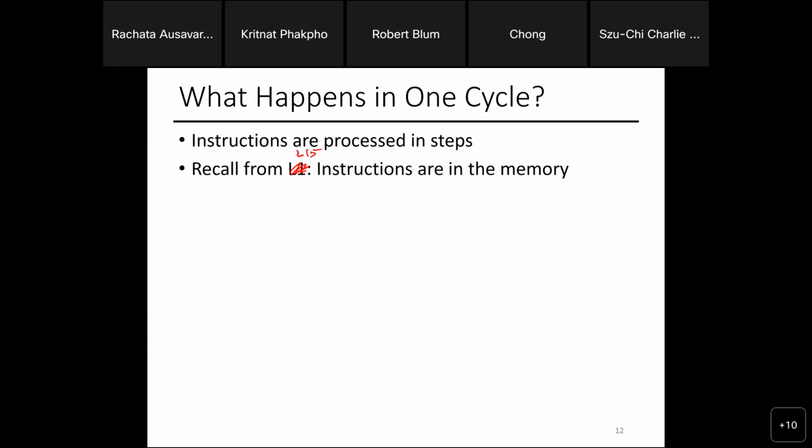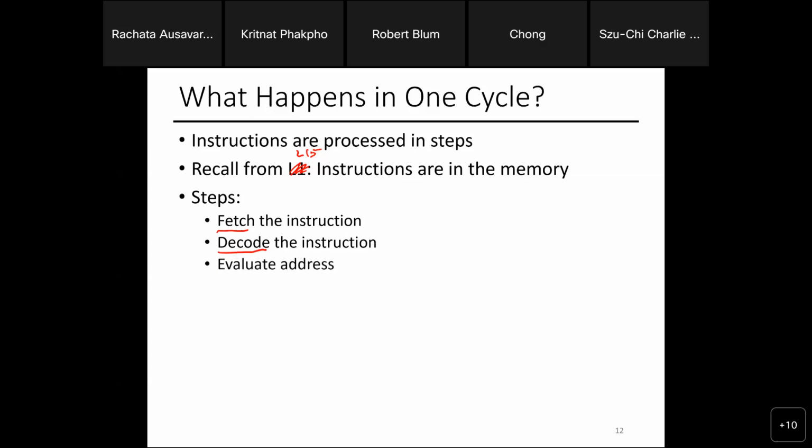Recall that instructions are in the memory. Remember, your program is first in the memory. So the first step is I need to fetch the instruction. The keyword we keep using, fetch, means that I go to the memory and take that instruction. I don't know what they're doing yet. I don't know what the instruction is yet. The next step is I decode the instruction. I have these bits, and I now have to figure out what they do.